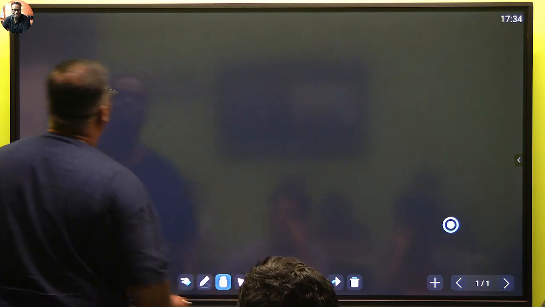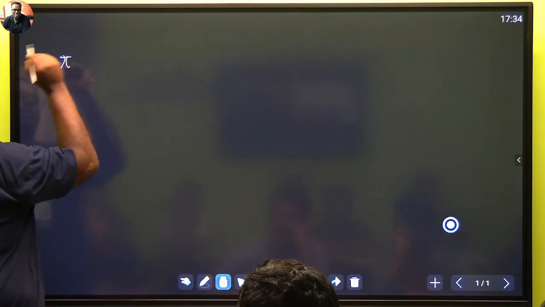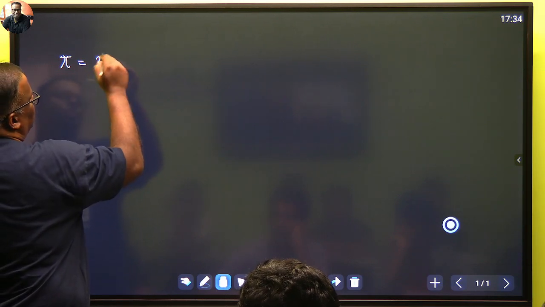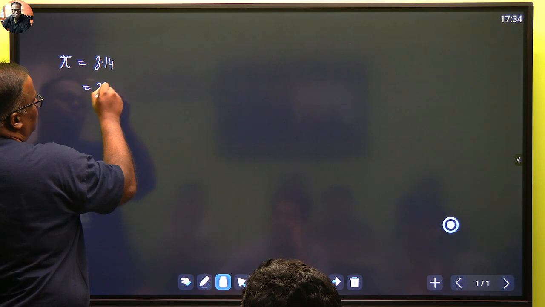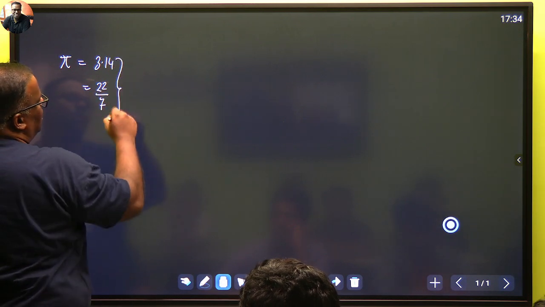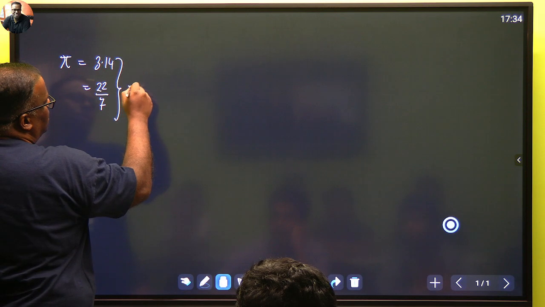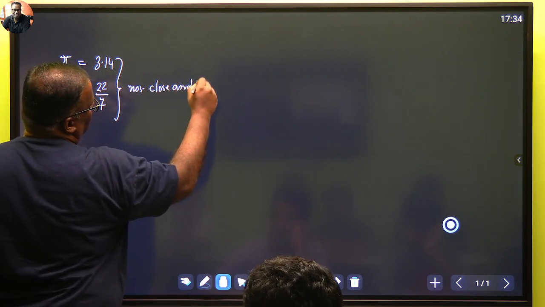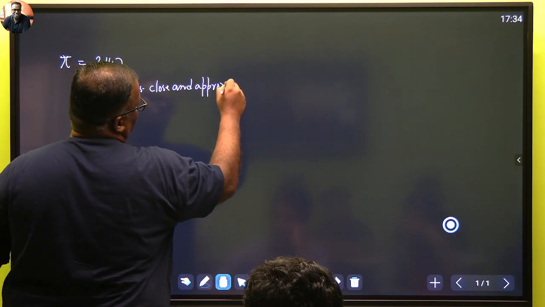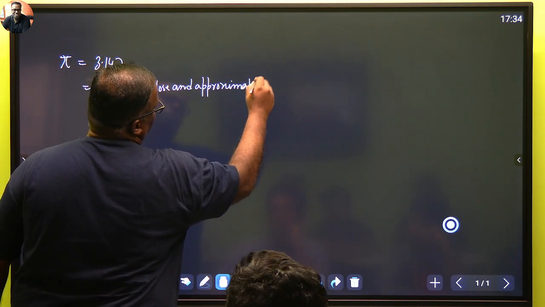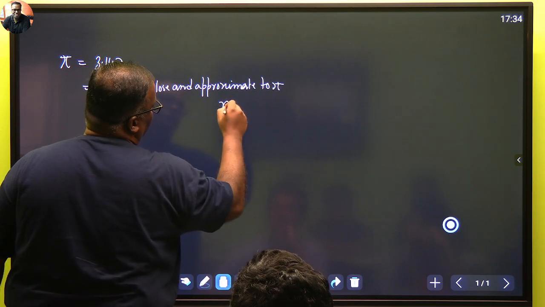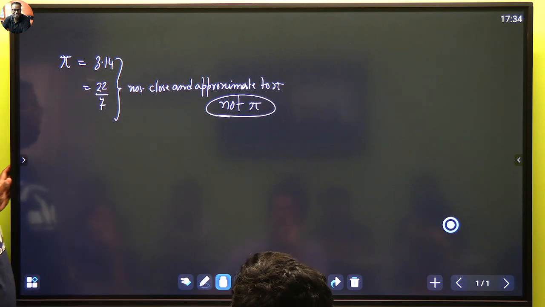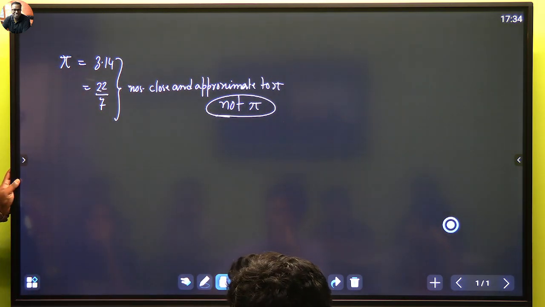Now I'm addressing the curious case of pi. Pi is a number. When we do maths, sometimes we take it as 3.14. Sometimes we take pi as 22 by 7. Son, all of these are numbers close and approximate to pi, but they are not pi. Remember this, they are not pi. They are close and approximate to pi for doing any sort of calculation.